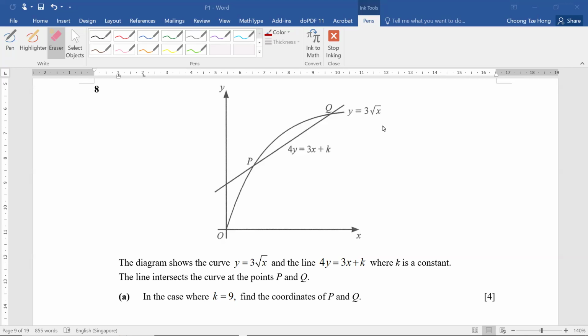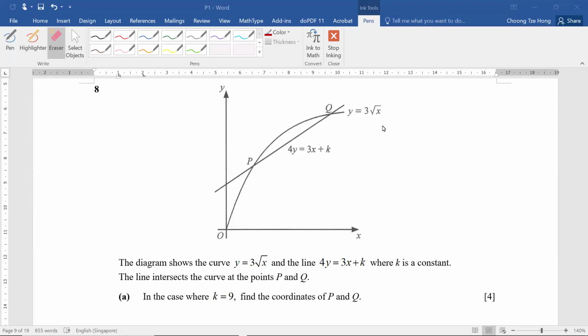The diagram shows the curve y equals 3 square root x and the line 4y equals 3x plus k, where k is a constant. The line intersects the curve at the points P and Q. In the case where k equals 9, find the coordinates of P and Q.